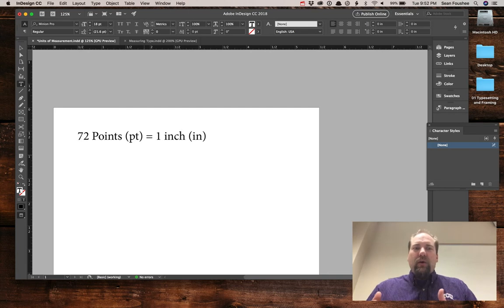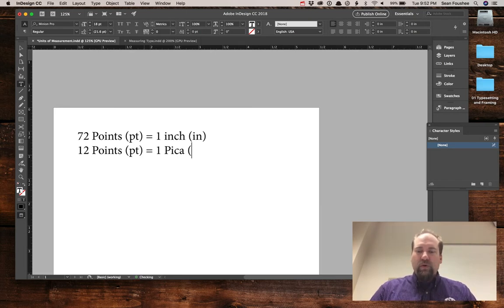Well, that's great. What about picas? How many points are in a pica? Well, there are 12 points, or PT, in 1 pica, or P in this particular case. So 12 points in 1 pica. Now, for those of you who are good at math, you probably know the next conversion I'm going to get to, and that is how many picas are in an inch. So there's 72 points in an inch, 12 points to a pica. That means that there are 7 picas, P, in 1 inch.